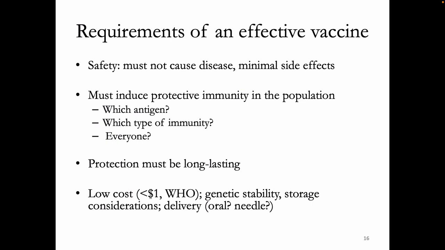We want the vaccine to be low cost. The WHO prefers that vaccines cost less than $1 per dose. We want that vaccine to be genetically stable. It would be bad if we put a vaccine in people and then it mutated to potentially cause issues. We want that vaccine to be stored in methods that work pretty well.